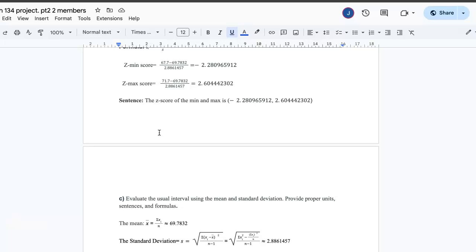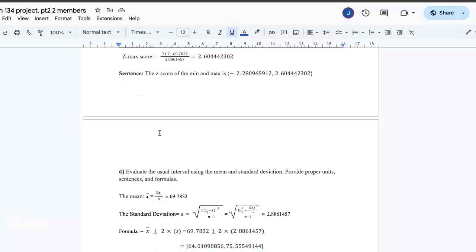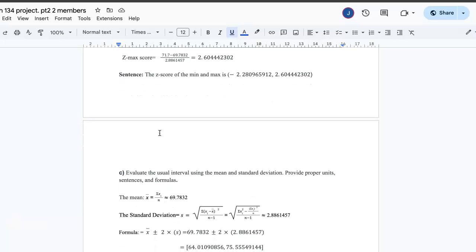Now, if we want to crunch this into a sentence, which really blends in the results correctly, we can say the z-score of the minimum and the maximum is negative 2.8096591 and 2.60442302. Now, the third part of question 5, part C, it states, evaluate the usual interval using the mean and the standard deviation. Provide proper units, sentences, and formulas.